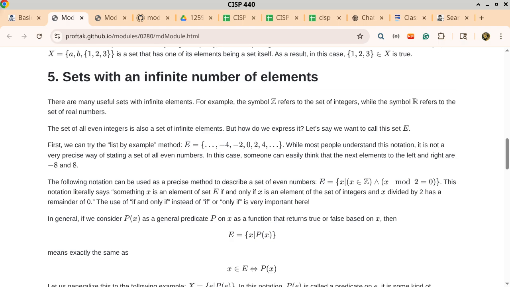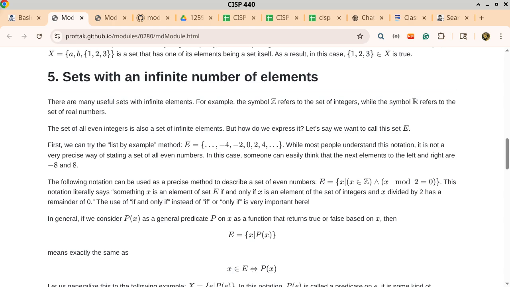So that means, if E is defined like this, in order for something to be a member of E, that something, which we call X here, has to make the predicate P return true. Is that okay? Let me say that one more time. This definition here is saying E is a set in which every element X has to make P of X true. Is that okay?